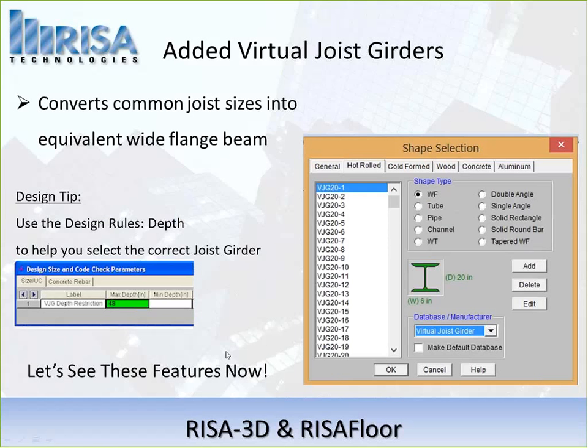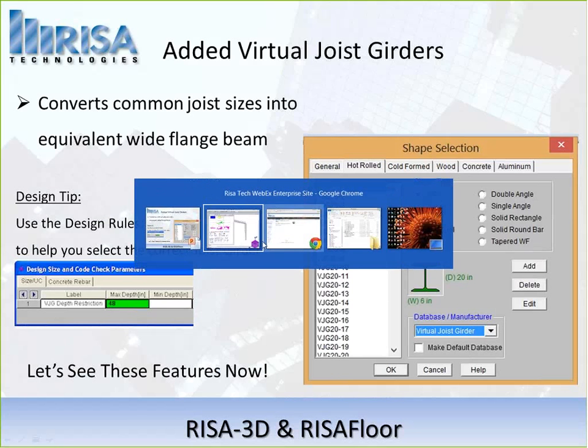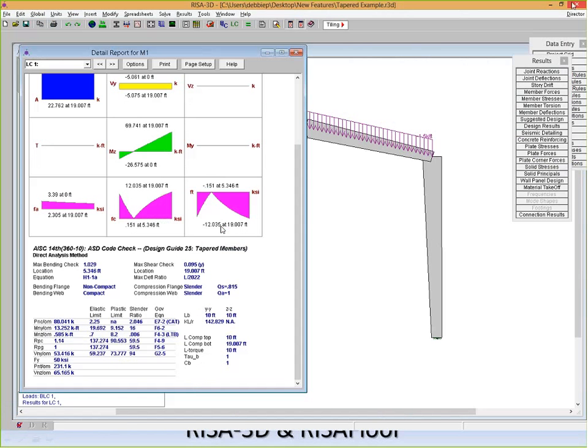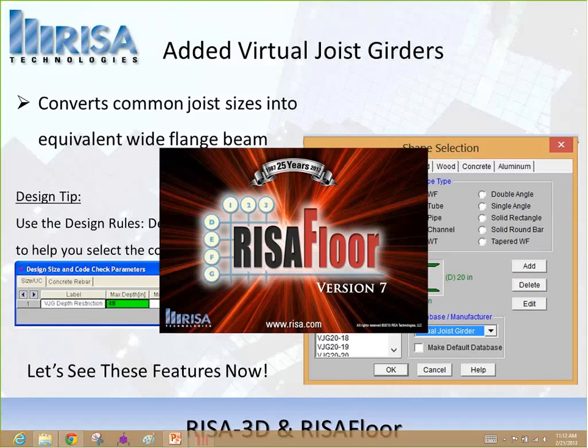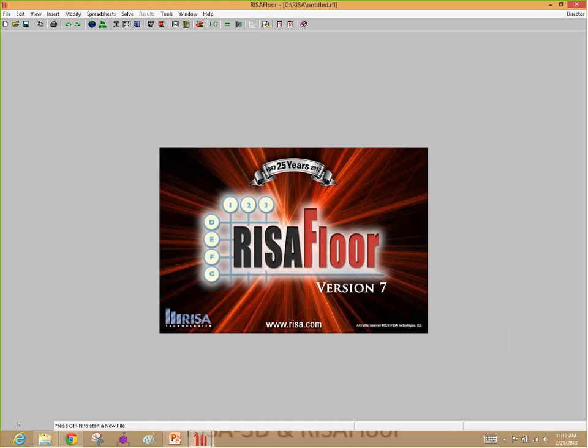So let's see here, I'm going to show you these features a little bit more in depth. I'm going to open these up, and let me just make sure I close my RISA3D model. I'm going to shut that down, and we'll open up a model I already started in RISAFloor. Now in RISAFloor, we're going to talk about the two features I just mentioned, DXF import, as well as those joist girders.